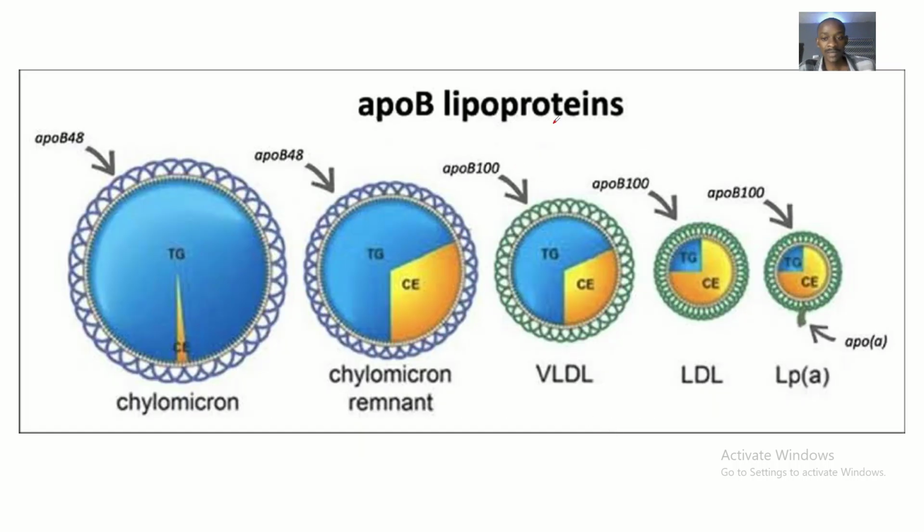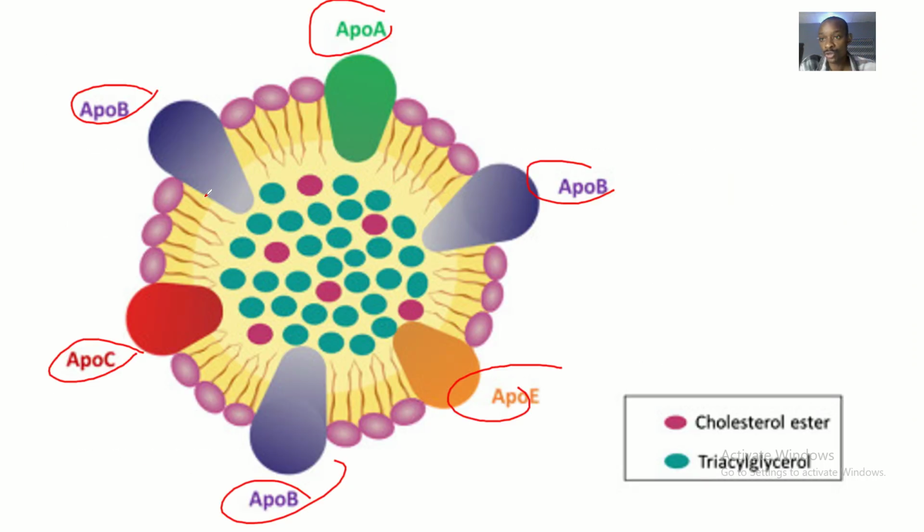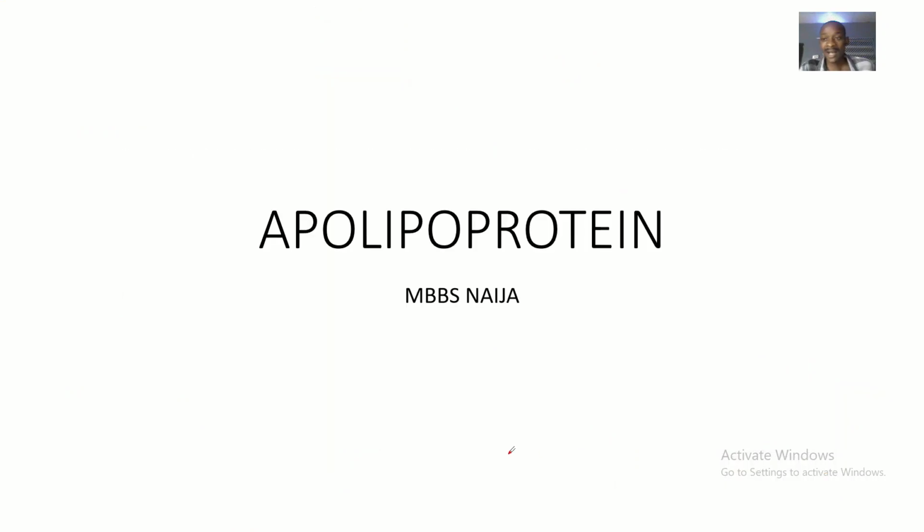So you could see the apolipoproteins. This is just a schematic trying to show you how they are involved in the various metabolisms of lipoproteins. But the best one to go with if you want to draw this is this one. You can see these ones are cholesterol esters, so you might want to point out here the cholesterol esters. Then the ones inside are the triacylglycerols. So that's it about apolipoproteins, their structures and functions.